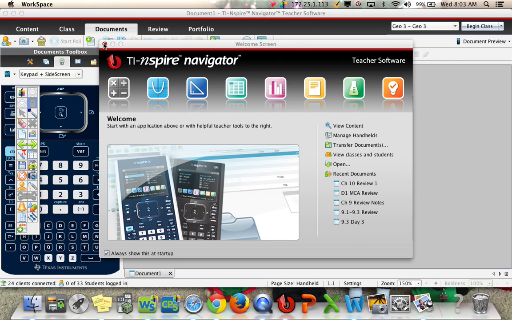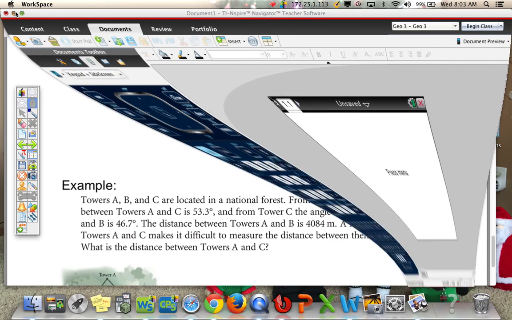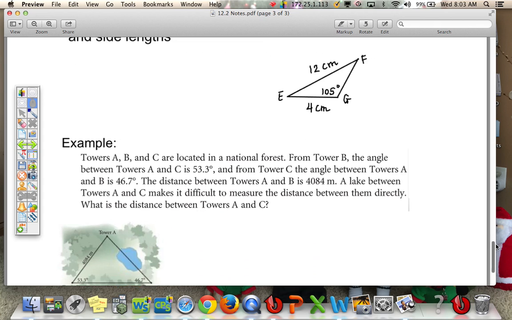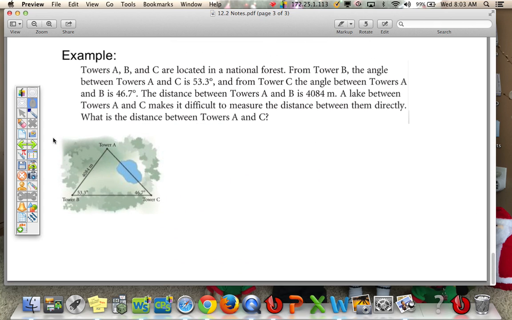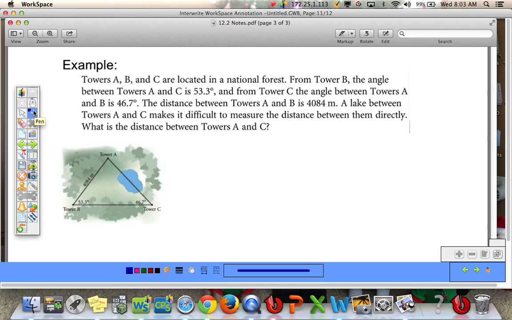Last example, now this has finally popped up. We don't need it anymore. All right, last example, towers A, B, and C are located in a forest. From Tower B, the angle between towers A and C is 53.3 degrees. There it is. And from Tower C and A, it's 46.7. The distance between towers A and B is, okay, 4,084. A lake between the two towers. Okay, what is the distance between A and C?